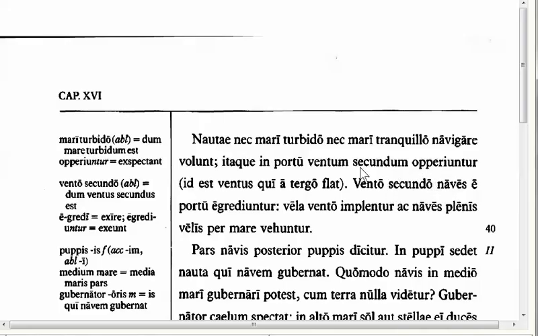Often a time designation. So when the wind is good, this happens. While this thing is happening, while the wind is good, the ships leave. So you're often going to translate these ablative absolutes with a time word: when, while, as, during, words like that.